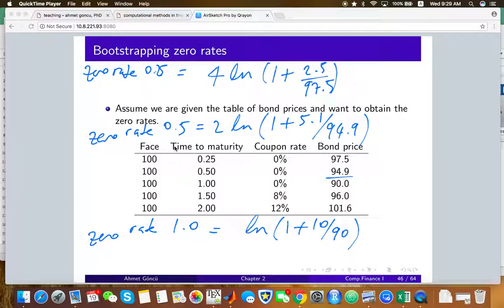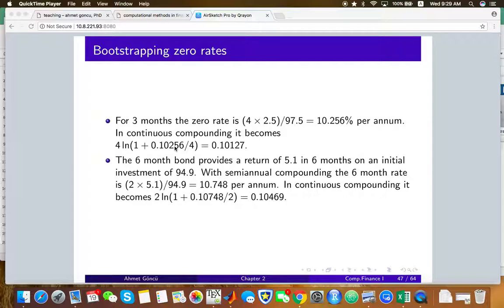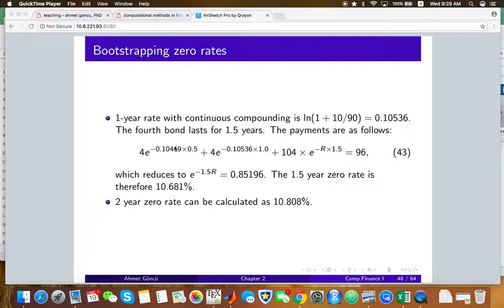Okay, so these are already calculated here, and you can see that the zero rate for our 3 month maturity is around 10%. For the 6 month bond, again, if we do the math here, it is about 0.1046 as the zero rate for the 6 months time to maturity. And similarly, for the 1 year, it is already calculated here, 0.1053.